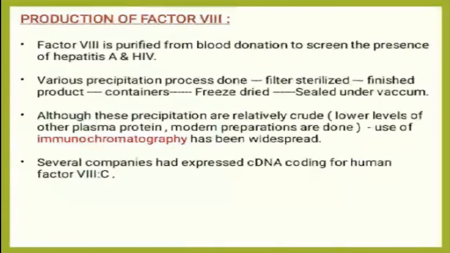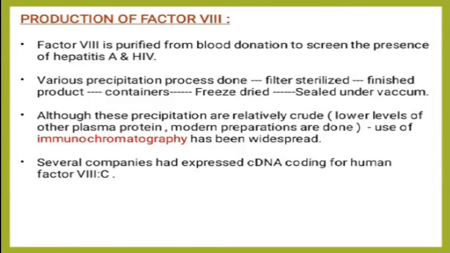Production of factor 8. Factor 8 is purified from blood donations screened for the presence of hepatitis A and HIV. Various precipitation processes are carried out. First, they undergo filter sterilization, then form the finished product, then are packed into containers, then freeze-dried and sealed under vacuum. This is the purification or precipitation process. Although these precipitations are relatively crude, lower levels of other plasma proteins remain in modern preparations, and the use of immunochromatography has become widespread.